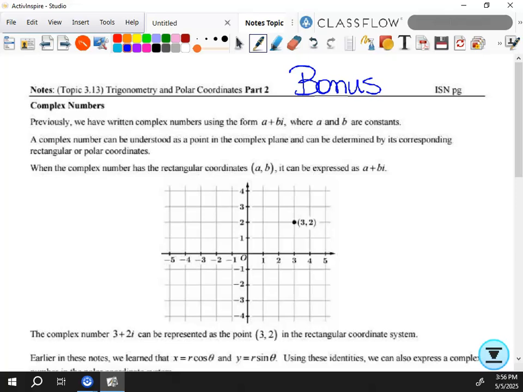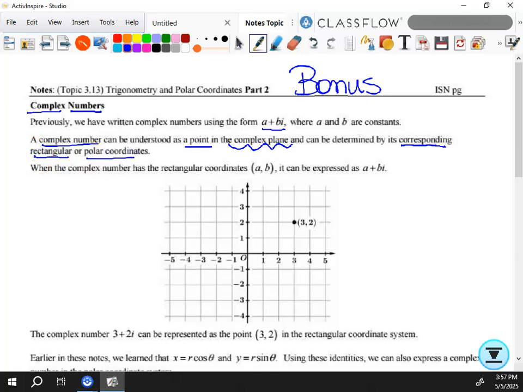So basically this adds to it complex numbers, right? So all of our numbers are complex numbers, but we're throwing in the ones that actually have the imaginary parts in it, a plus bi. A and b would be constants. So a complex number can be understood as a point in the complex plane and can be determined by its corresponding rectangular or polar coordinates.